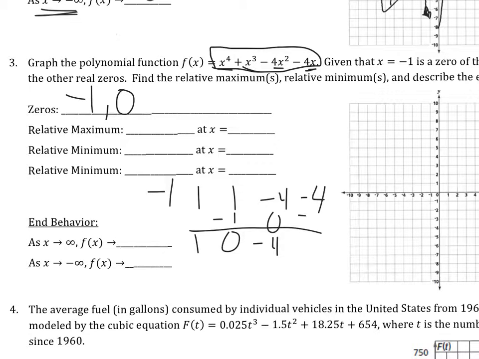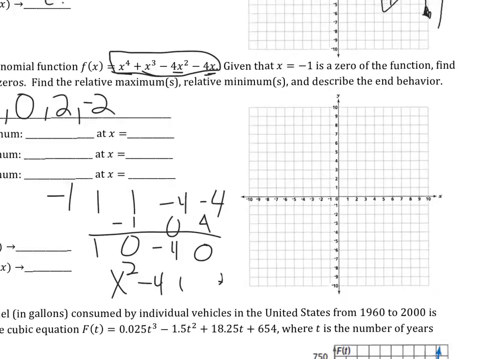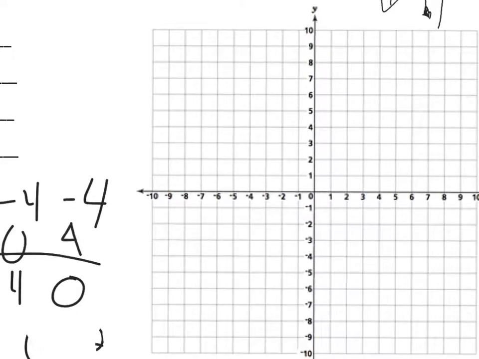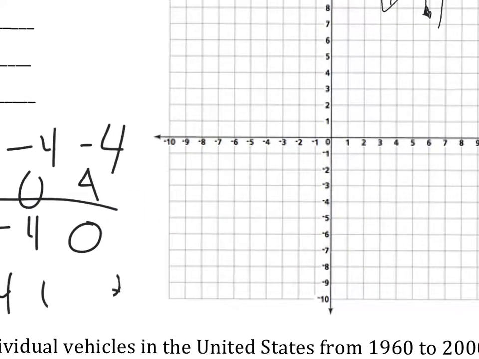And that's going to be 4. That's a positive 4, not a negative 4. So that's going to be 0. So factored, it's going to be x squared minus 4. So that's x plus 2 and x minus 2. So my other two are going to be positive 2 and negative 2. I'm doing a little bit of erasing so I can kind of mark off what I'm dealing with here. Take one more look: negative 1, 0, 2, negative 2. So this is going to do some bouncing around.